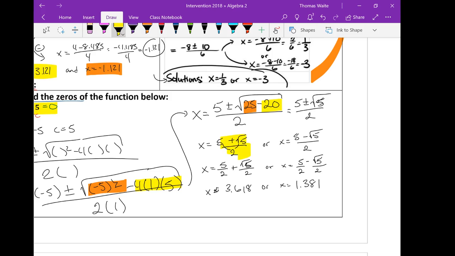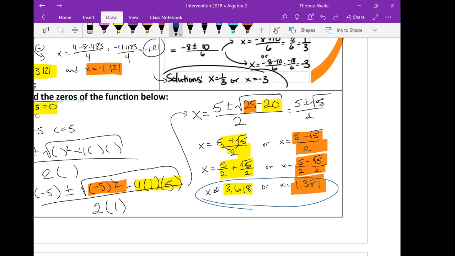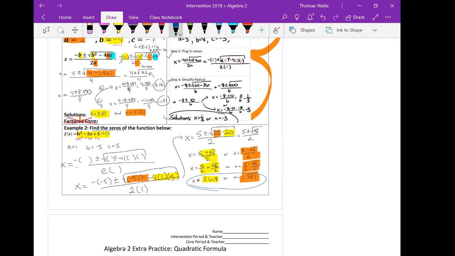So any or all of these, to me, are acceptable. Some of them will be more useful. Like the last ones, these will be most useful when we start talking about graphing, because we kind of know what 3.6 looks like on a graph. It's a little more than 3.5, a little less than 4. We don't really know what 5 halves plus the square root of 5 over 2 looks like on a graph. Cool. So we've seen two examples of this.